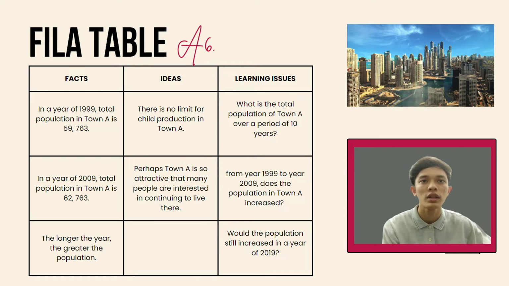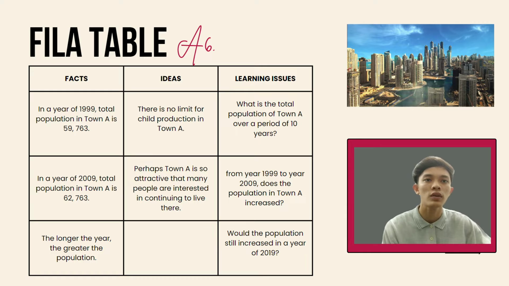The idea from this question is that there is no limit for child production in town A, and maybe town A is so attractive that many people are interested to continue to live there. The main issue from this question is what the total population of town A is over a period of 10 years, from 1999 to 2009.